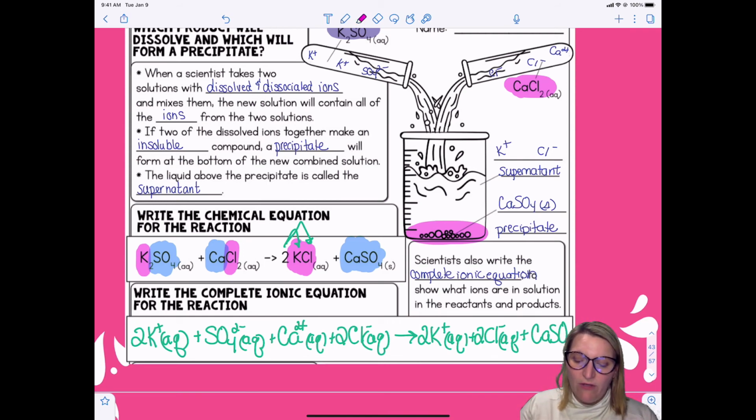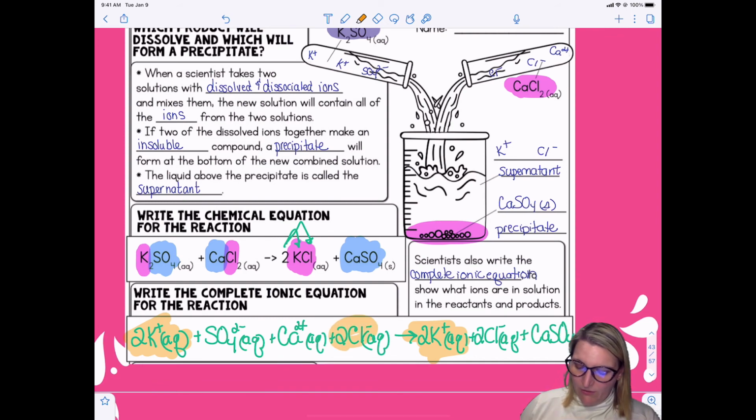And what we will notice right away is that, hey, look at this K. Did the K actually do anything? Did it change at all in the reaction? No. The beginning of the reaction, potassium was floating around. The end of the reaction, the potassium was floating around. Potassium really didn't do anything in this reaction. It didn't change. We are going to call that a spectator ion.